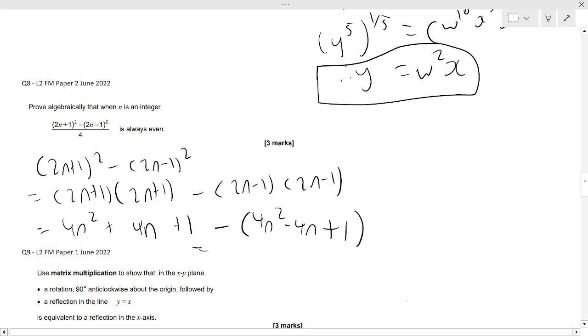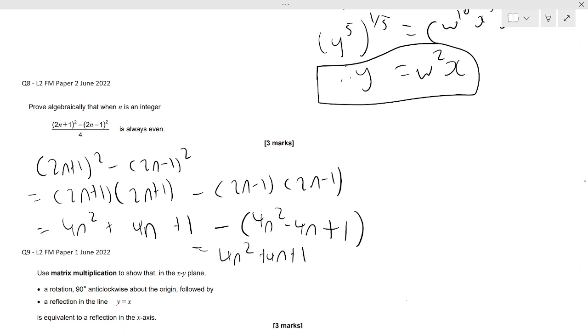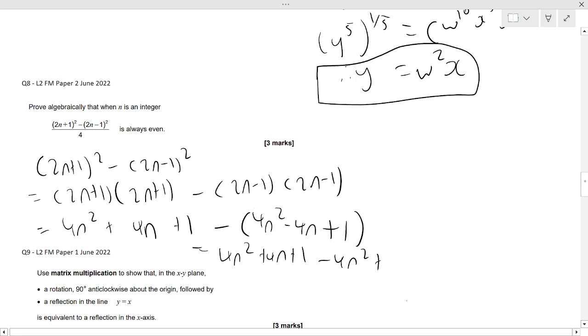Okay, but now I'm subtracting. So it's going to be 4n squared plus 4n plus 1 minus 4n squared minus minus 4n, which should be positive 4n, because it's like you're timesing negative 1 by negative 4, which should be positive 4, and then minus 1. And now things should cancel. The 4n squared with minus 4n squared would go to 0, so they cancel. 4n and then add 4n would just be 8n. And then 1 minus 1 would cancel again to 0. So we're left with 8n.